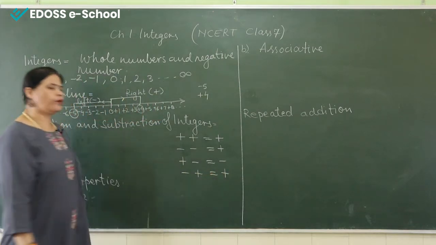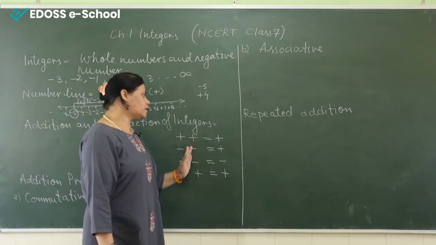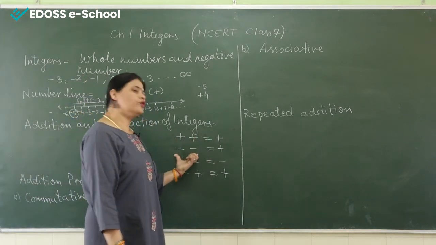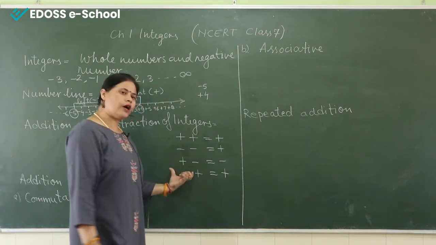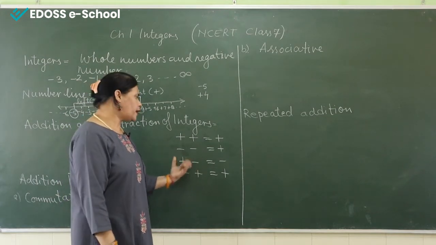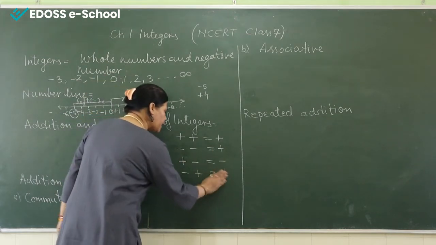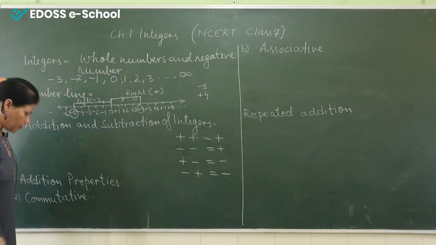I repeat it again: when you add two integers, plus plus is plus. When you solve two negative integers, minus minus is plus. When you have two opposite signs, a plus and a minus, plus minus is always minus, and minus plus is minus. Now I will give you an example.